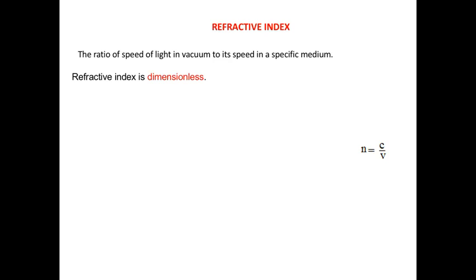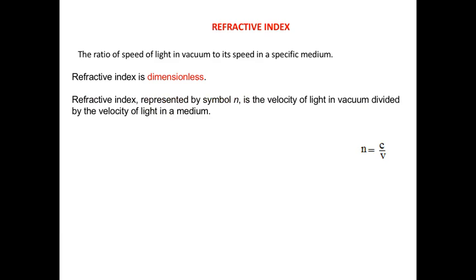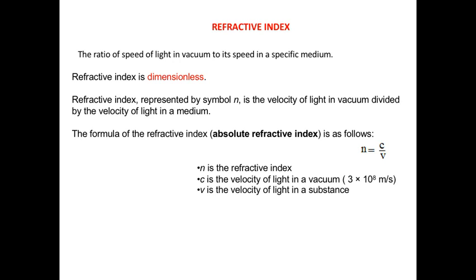Thus we have a formula of refractive index. Mu is equal to C by V. Mu can also be seen as N, that is equal to C by V, where C is speed of light in vacuum, that has a value 3 into 10 to the power 8 meter per second. Try to learn this value. This will not be given in exam.